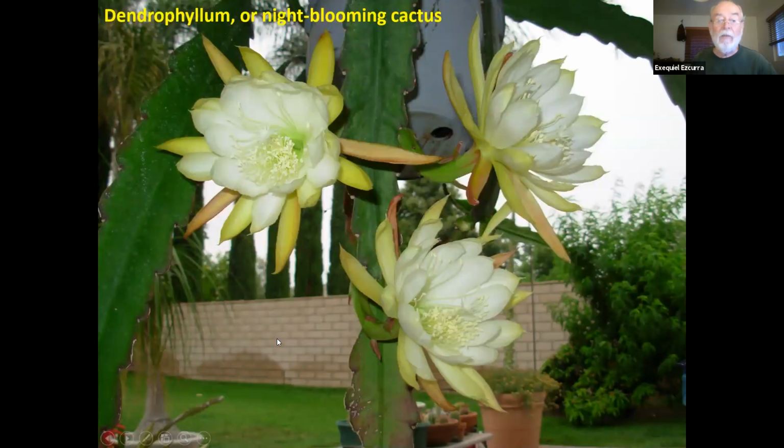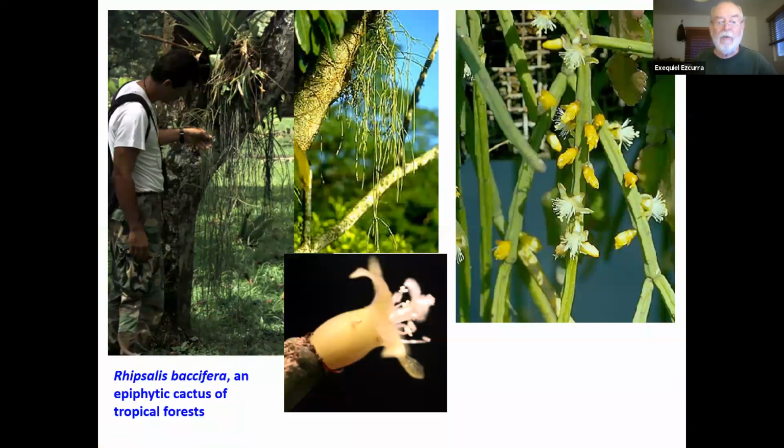Here we have another night blooming cactus. You can see the flowers. The sexual parts fall below, so they're slightly zygomorphic. They're not entirely zygomorphic, but almost slightly zygomorphic. Rhipsalis baccifera is an epiphyte. It grows with orchids in the Amazon, the wettest part of the Amazon rainforest, and it's a cactus. If you look at the flower, it's a cactus.